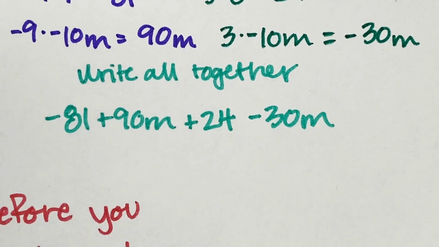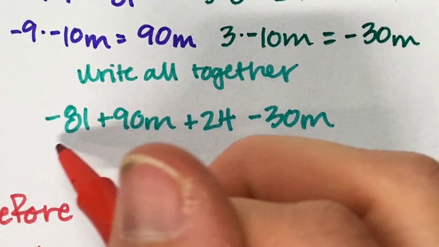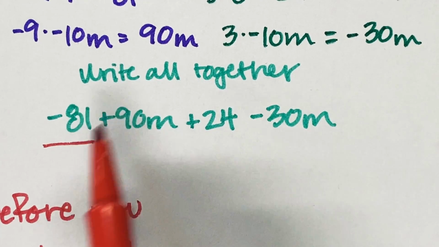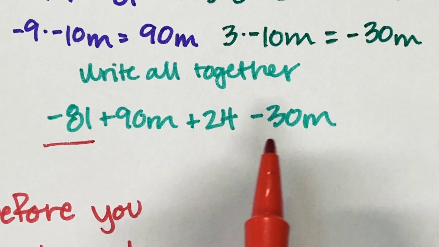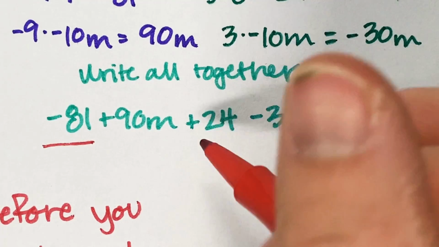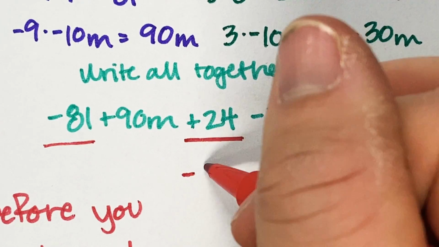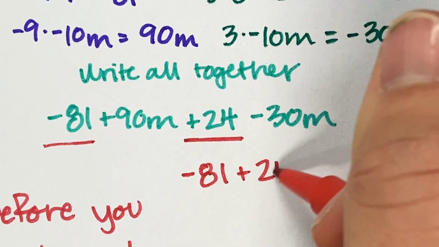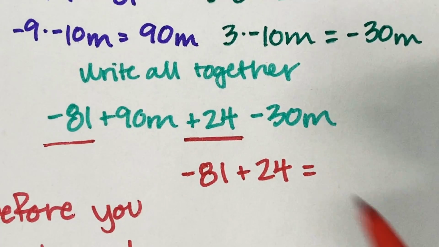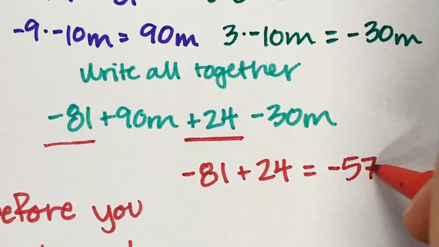Okay, so let's look at our first term, negative 81. Okay, so negative 81 doesn't have any variables attached, doesn't have an m attached. So what is the other number you see that doesn't have an m attached to it? It's going to be this 24, right? So what is negative 81 plus 24? Okay, negative 81 plus 24. You can always use your calculator. Negative 81 plus 24. That's going to give me negative 57.